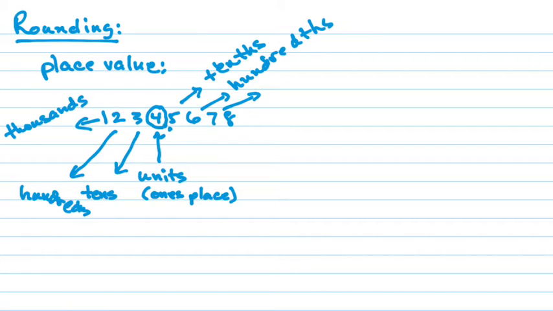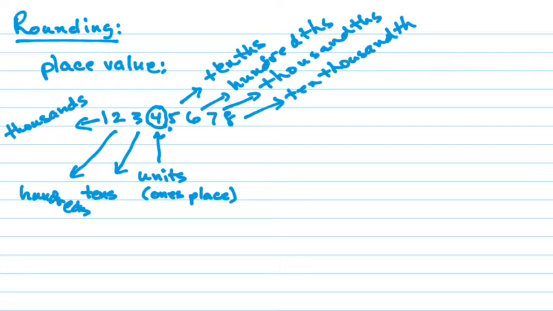The 7 is in the thousandths, which makes the 8 in the 10,000ths. And then you can go on from there, 100,000ths, millionths. But you know you're on that side of the decimal because of the THS. Yeah?